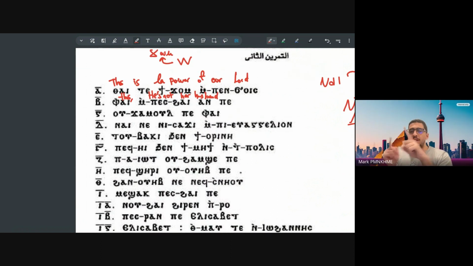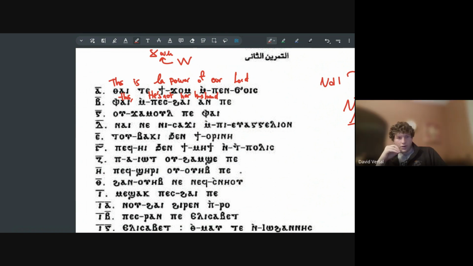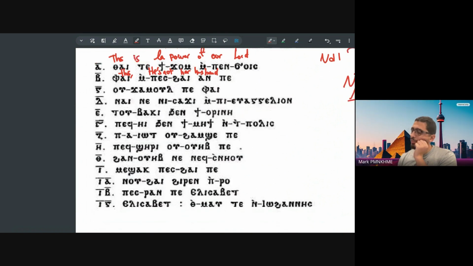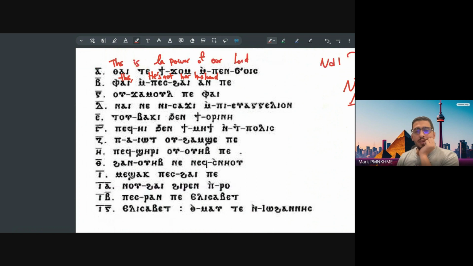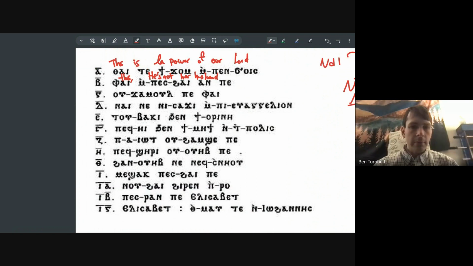So there's a little bit of emphasis and pointing. Next one, same idea. You want me to do the next one? Have I already done four? Oh, sorry. Yeah, we finished four. Okay. Ben, go ahead.